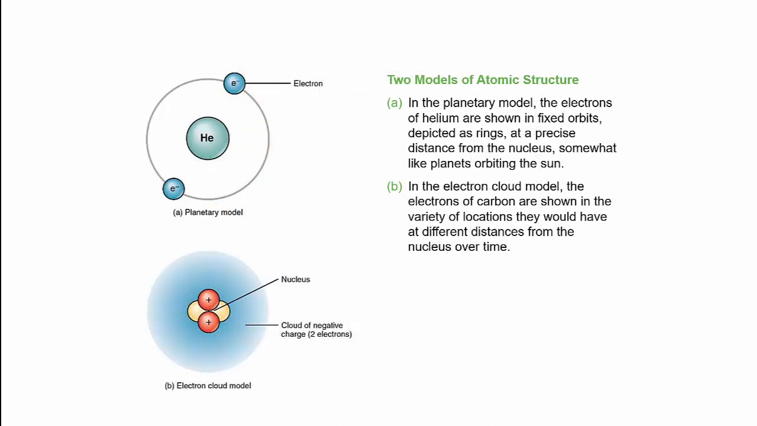Now here we see two models of atomic structure. In the planetary model, the electrons of helium are shown in orbits, depicted as rings, at the precise distance from the nucleus, somewhat like planets orbiting the sun. In the electron cloud model, the electrons of carbon are shown in a variety of locations they would have at different distances from the nucleus over time. So again, we commonly see the planetary model, where we see the electrons around the nucleus in a ring, just like planets orbiting the sun. And then here we would have the nucleus and then the electron cloud that surrounds it.